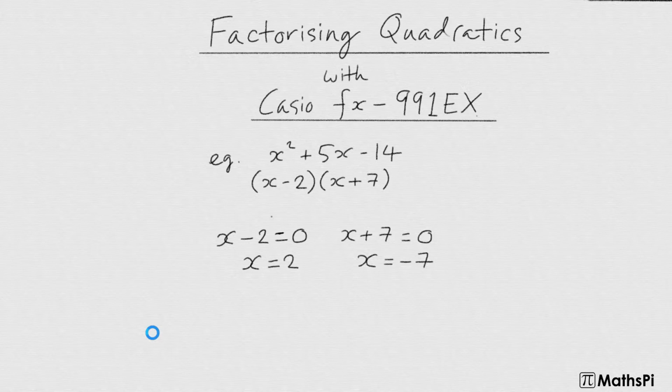Now, if the question was just to factorize, then all you'd need to do is cross out these bits, because you don't want them to be counted in your working, but you have still factorized your quadratic, and that would be it. So let's just do it again for another example.